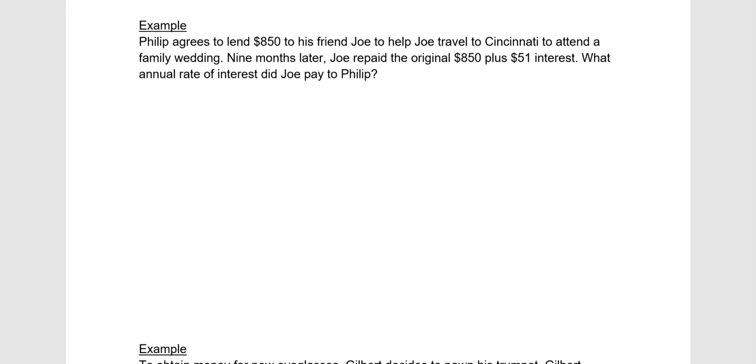And let's go ahead and write down the formula. So it's going to be I equals P times R times T. This time we are looking for the interest rate, so I'm just going to put R equals question mark just so we know that that's what we're looking for. And let's see what else we're given. He's lending $850. That is going to be the principal, the amount loaned or the amount borrowed.